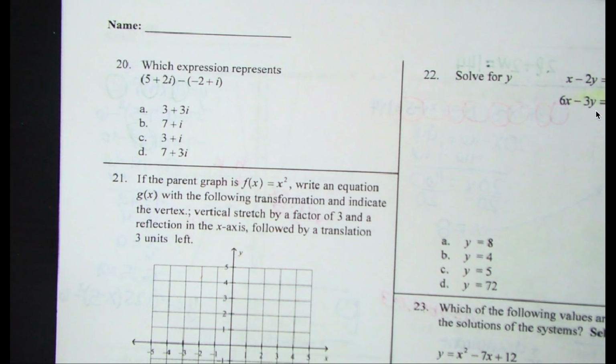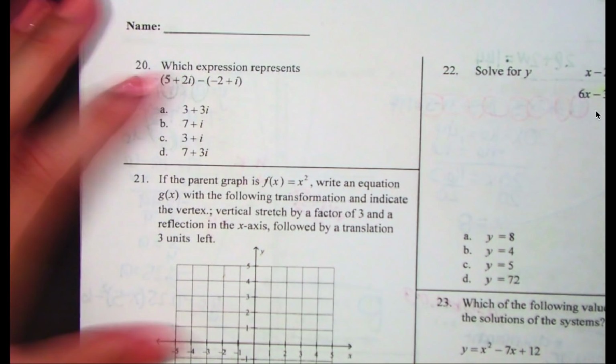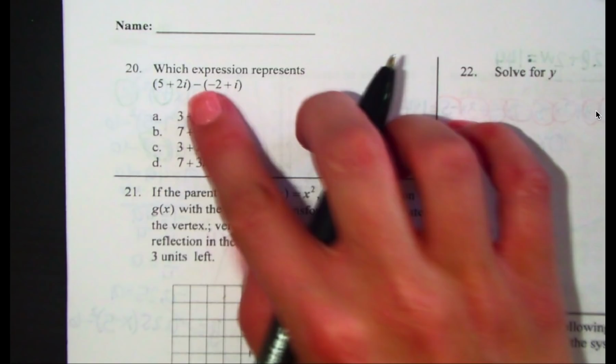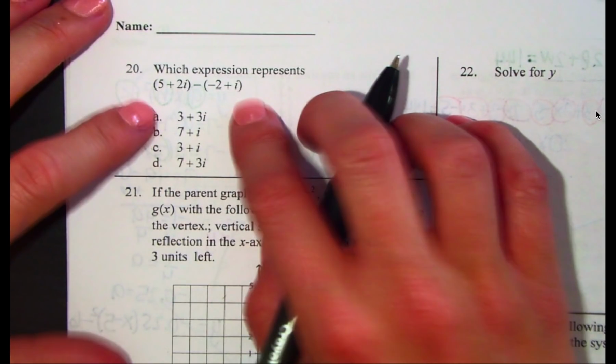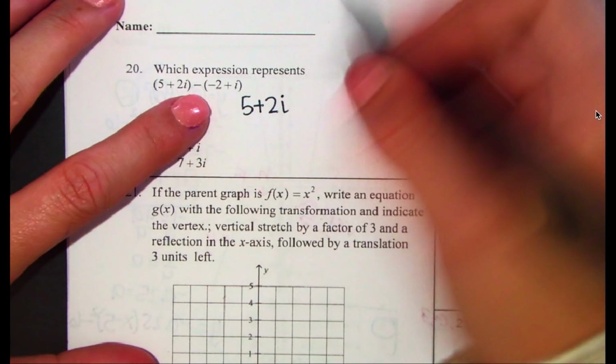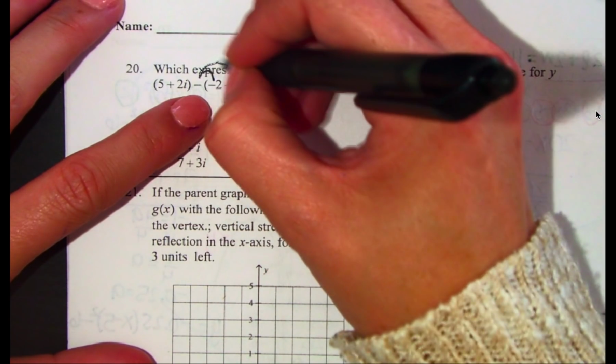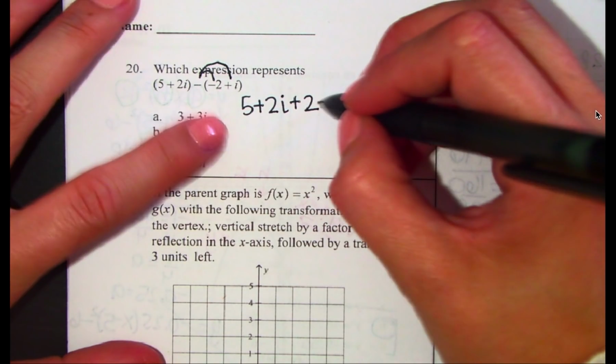Which expression represents this here? What we have is subtracting complex numbers. So what we're going to do is distribute that negative into these parentheses over here. So I have 5 plus 2i, and then negative times -2 is positive 2. Negative times positive i is negative i.